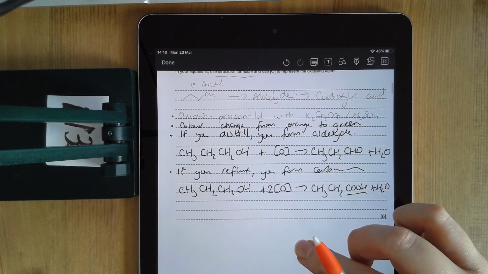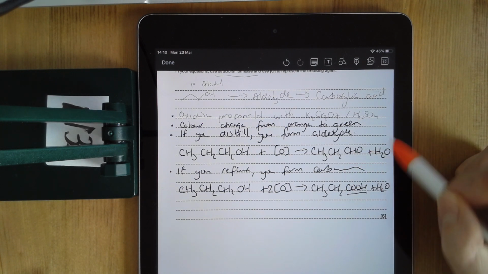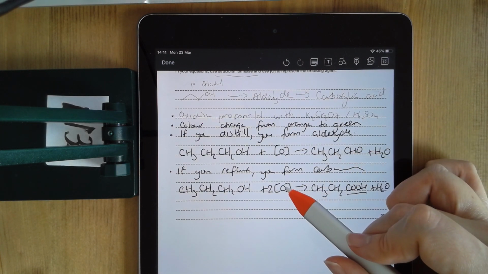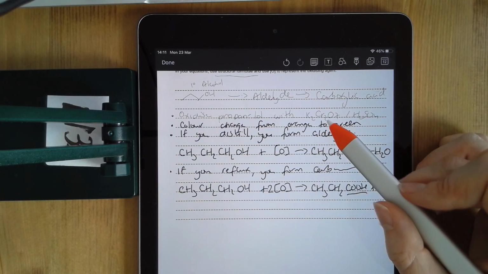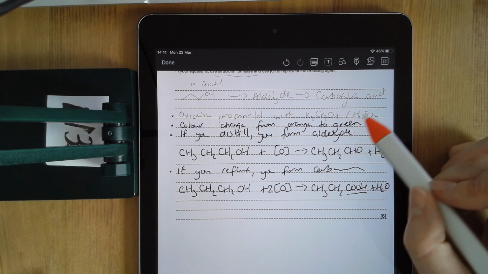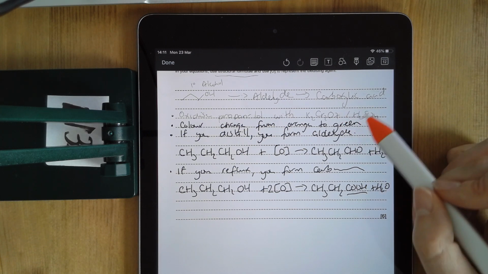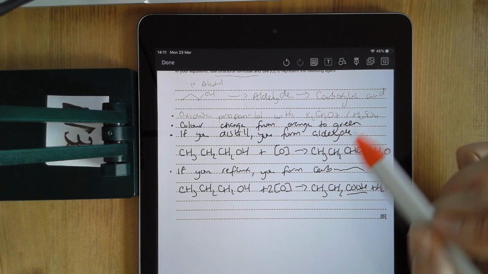Most common places people drop marks: getting the structural formulas wrong, not remembering the water, not having these equations balanced. They also said that the color change wasn't always mentioned, and that when you were talking about the reagent, you didn't mention that an acid was present. So you can just write acid or you can write acidified, okay? But make sure you've mentioned some sort of acid.